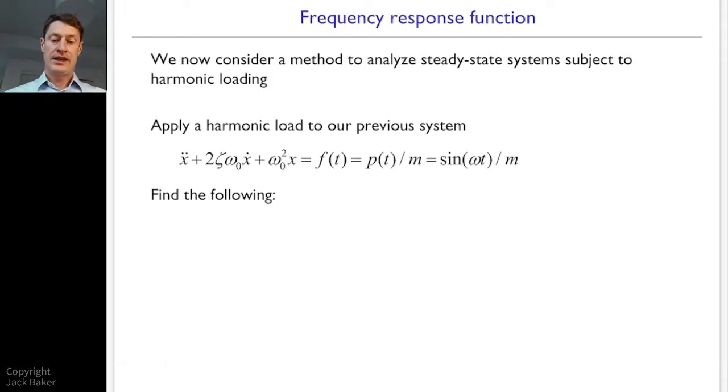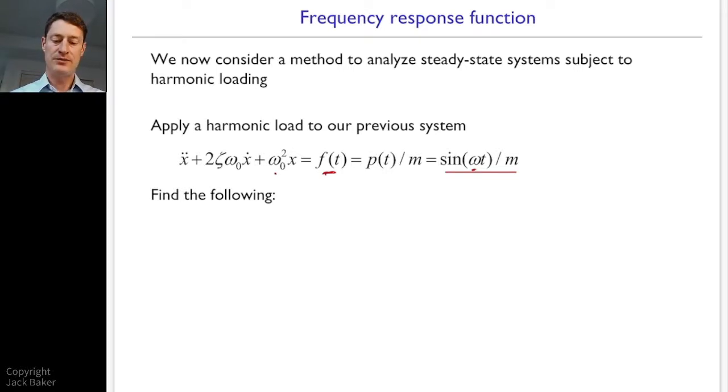So we're going to think about harmonic loading. I'm going to apply that my f of t, which is my p of t over m, is a function sine omega t over m. So it's just a sine function varying in time. I'll divide by m to keep my units simple. The omega is the frequency that I'm loading my system with. And the omega naught is the undamped frequency of my system, as we were using before with the impulse response functions. So there's a loading frequency omega, and then there's a structure frequency omega naught.